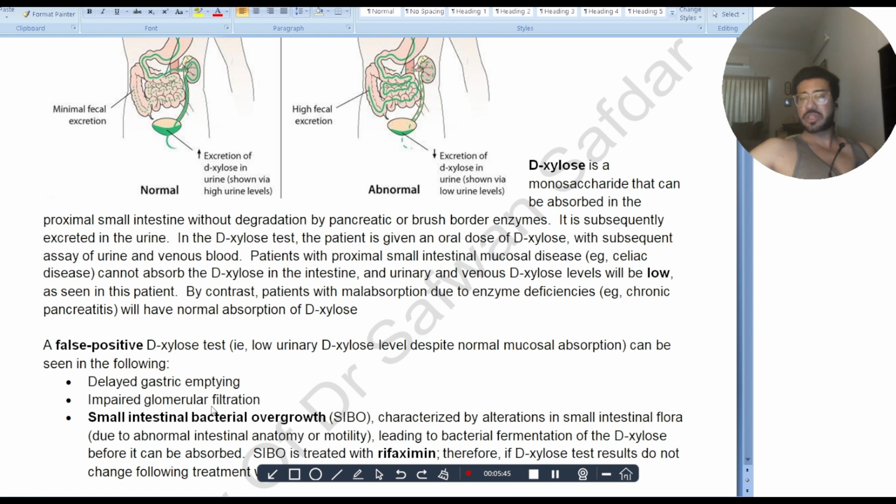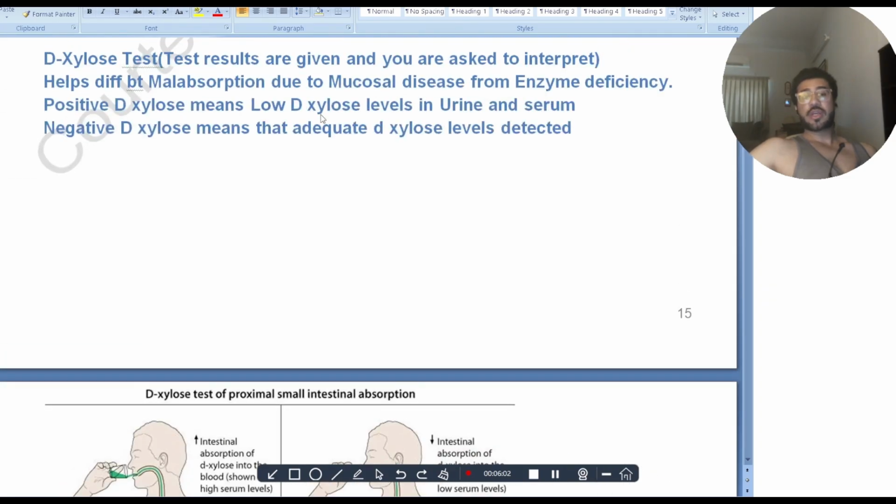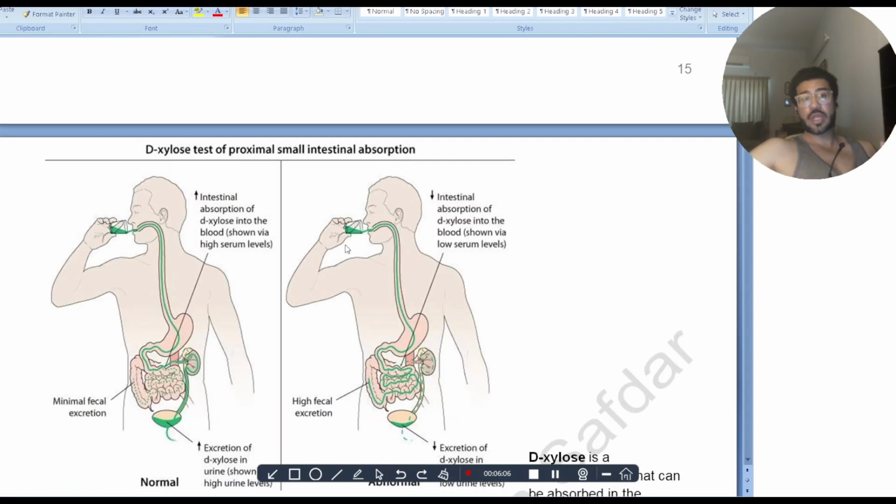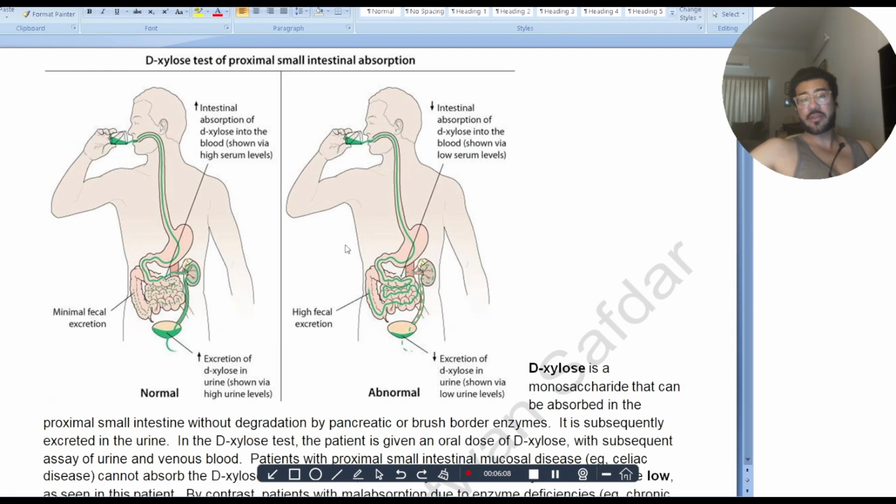Impaired glomerular filtration. Again, you'll be getting a low level of D-xylose in the urine, and you would assume that there is a problem with GI absorption, but the GI absorption is just fine. So in these three cases, GI absorption is fine, but you still get a positive D-xylose, which means you get low levels in the urine and serum. That is the most high yield. You should know what a positive and what a negative means.